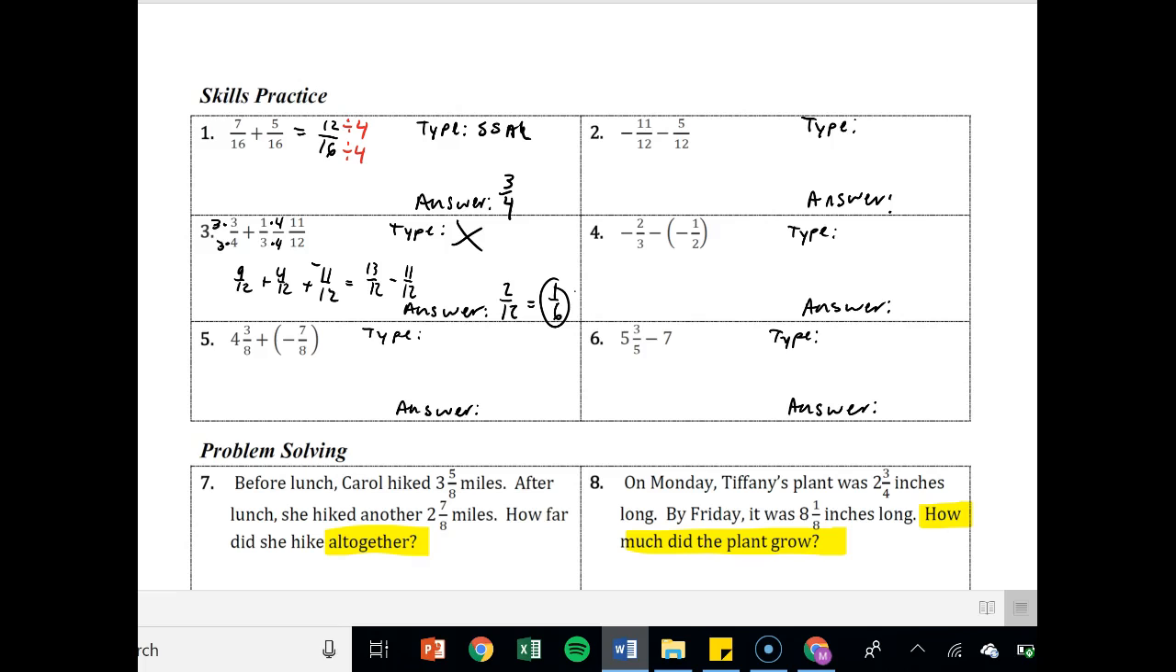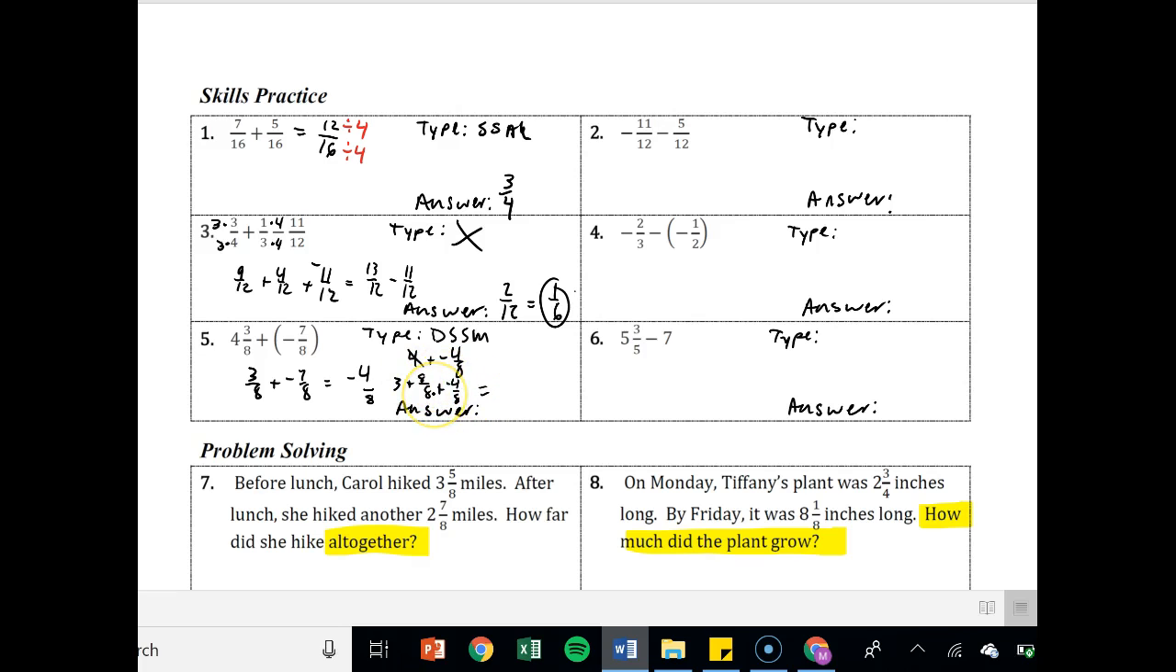All right, for number 5, you got 4 3/8 plus a negative 7/8. Notice if I did 3/8 plus negative 7/8, I would get a negative 4/8. But I can't slap together a positive 4 and a negative 4/8. This is a DSSM problem. So I have to do 4 plus negative 4/8, which means I'm going to have to borrow from this. So this becomes 3 plus 8/8 plus negative 4/8. And now I can go ahead and answer this, and that's pretty easy.